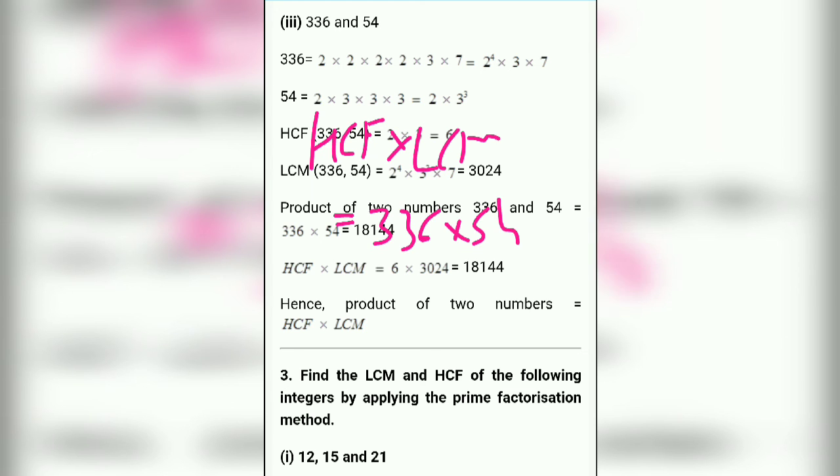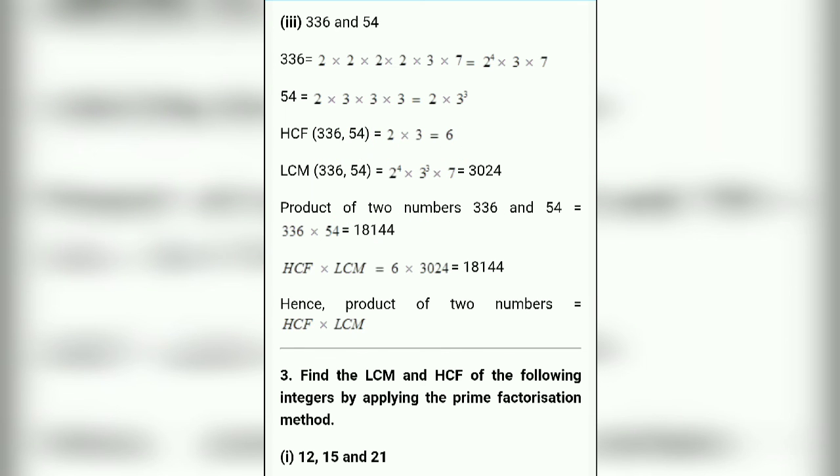That means the product of the numbers. LCM multiply SCF is equal to the product of the numbers. So first of all, we need to do the prime factorization. After that, we can find the SCF and LCM. In SCF, we only need to consider the common factors. And in LCM, we need to write each factor with the highest exponent, and we need to cover all the factors, whether they are in both numbers or not.